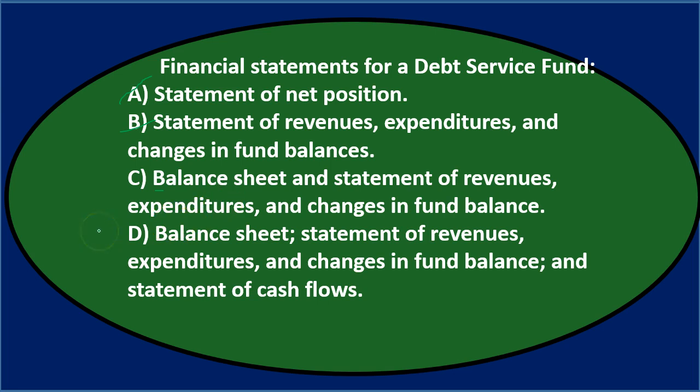And then D says the balance sheet, statement of revenues, expenditures, and changes in fund balance, that's all one statement, and the statement of cash flows. So D adds in the statement of cash flows. Now, you would think D is the complete set: the balance sheet equivalent, the income statement equivalent, and the statement of cash flows. But we're actually going to go with C because it's the modified accrual basis, and therefore we're almost on a flow type basis already. So we don't have the statement of cash flows. So it's not D, it's actually going to be C.